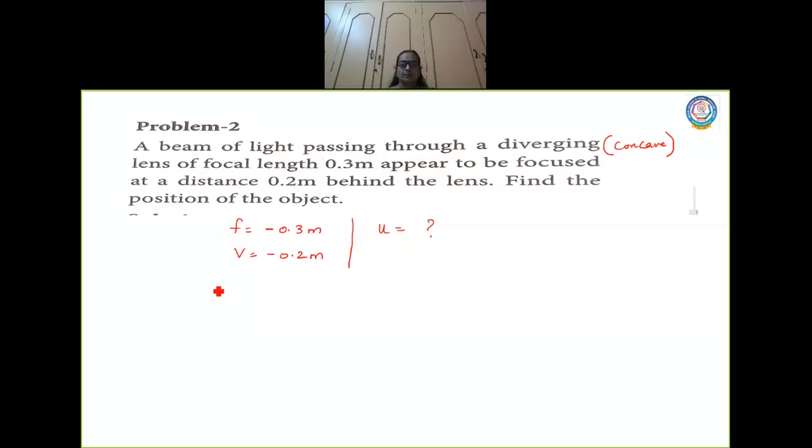So what is the formula? The formula is 1 by F is equal to 1 by V minus 1 by U. I need to find out 1 by U, so that alone I bring to the left side. So 1 by U becomes, rearranging this formula, 1 by V minus 1 by F. Now I have the values. 1 by U will be, what is V? 1 by, now this should have a negative sign. So you should have 1 by minus 0.2 minus of 1 by minus 0.3.